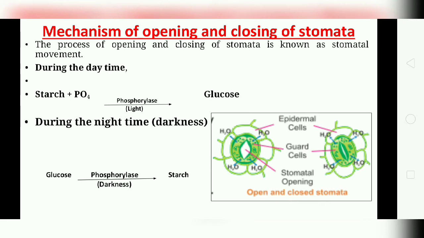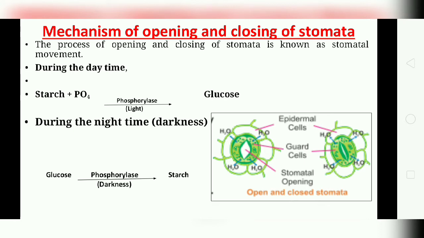When the stomata are open, water vapor from the inner cells, which we say intercellular cells, is lost to the outer atmosphere. It happens in the daytime, whereas during the night time or darkness, sugar present in the guard cells is converted into starch in the presence of enzyme phosphorylase. In the darkness it is formed.